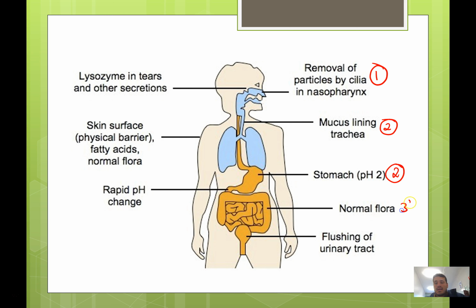Normal flora, number 3, is a microbiological barrier. Flushing of the urinary tract is a 1. That's an expulsion reflex. Rapid change in pH is another chemical barrier. This one we split up, because we have normal flora on our skin, so that's a microbiological barrier, but the intact skin surface is a physical barrier. The lysozyme in your tears is a chemical barrier.